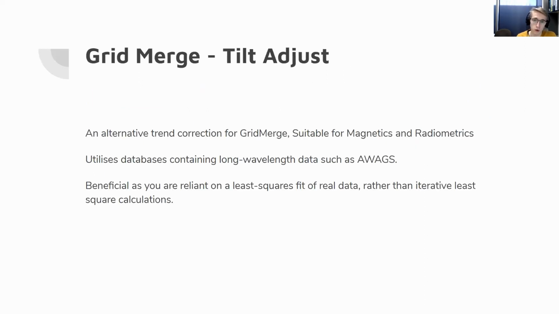And then the alternative to a surface adjust, if you have the data available for magnetics and radiometrics, is the tilt adjust. It's going to utilize a database that contains your long wavelength data, such as your AWAGS data that you would be familiar with in Geoscience Australia. This is beneficial to use over a surface adjust, because you are calculating a least squares fit on real data, rather than an iterative process where you're calculating a least squares fit upon a previous least squares fit, which is what the surface adjust is doing. So you just have a closer relationship with your data, a bit more certainty, which is a good fundamental to have.